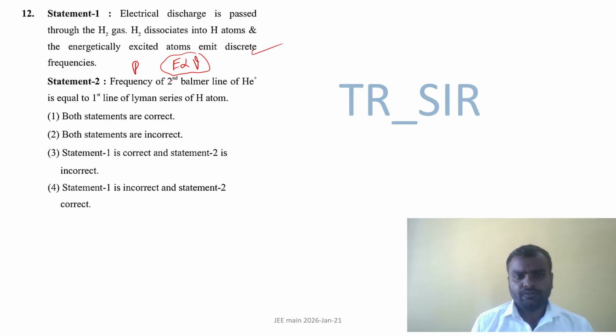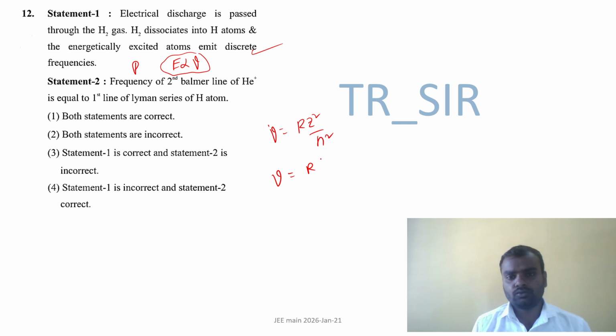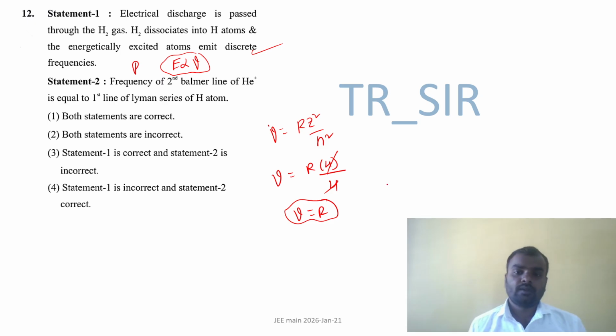Statement 2: frequency of the second line of the Balmer series of helium is equal to the first line of the Lyman series. We can find frequency: nu is equal to R Z square by N square. R value, keep it as it is. Z for helium is 2, atomic number 2, so 2 square is 4. Which line? Second line, again 2 square is 4. Cancel out. So frequency is equal to R.